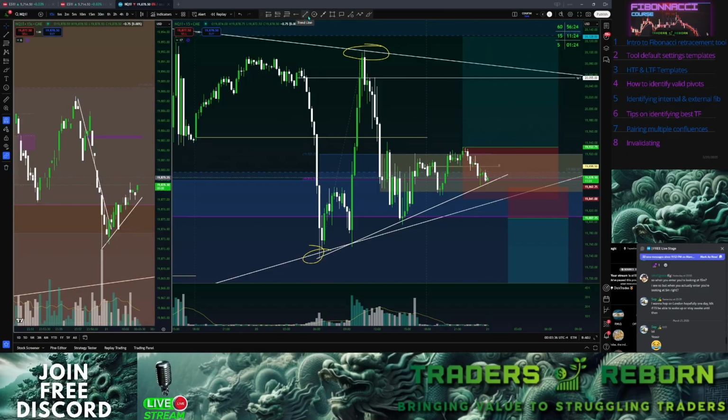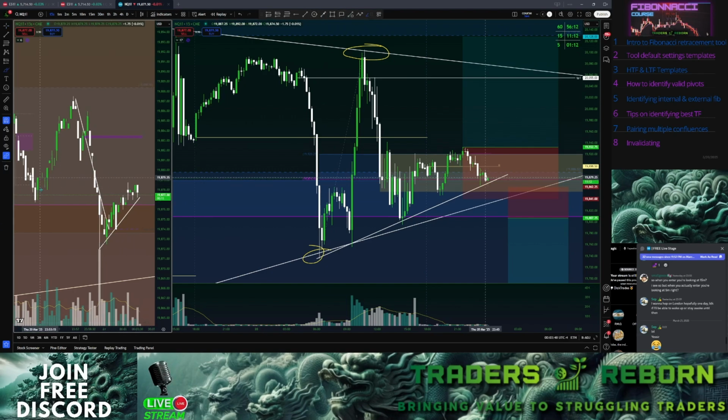So right now, you can actually see this area. Is this Asia session? What is this? Where are we at? We're in Asia, right? That's why it's moving. Okay. I lost my sense of time, but it's moving. That's why I'm tripping out.